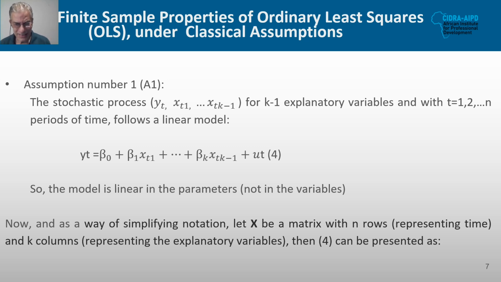That's the general idea that is behind the formalization of equation 4. But we assume in assumption number 1 that this model is linear in the parameters, in the betas, not in the variables. The variables can be of any sort. They can be squares, they can be logarithms, they can be multiplied one variable by the other in order to look for interaction. You can do whatever you want in that respect, but the betas are always linear. The relationship between the betas and the explanatory variables is always linear. That's why this is a linear model.